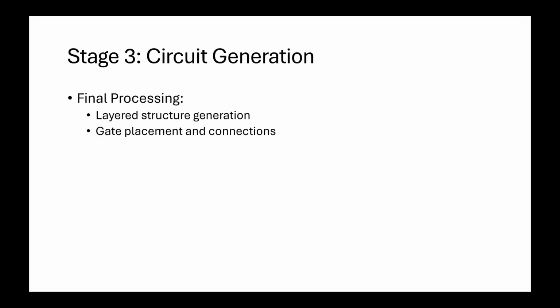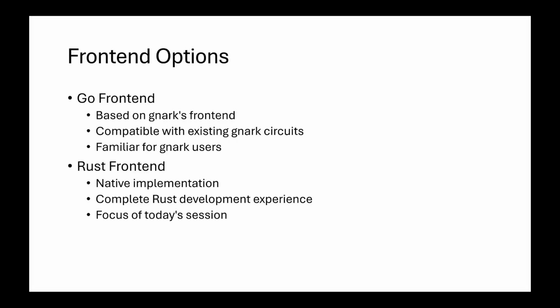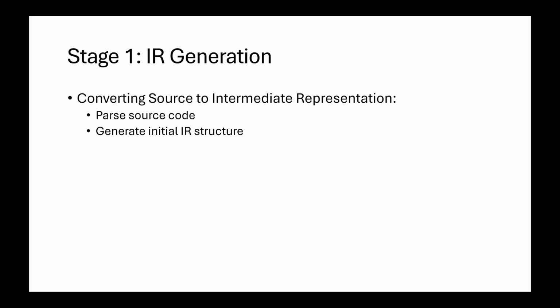And the third stage is circuit generation. This is also the final process. In this stage, the IR is transformed into a layered circuit. So we need to place gates and connections. In a later part of today's session, I will talk about these stages again with code examples, so you will be able to understand them better.